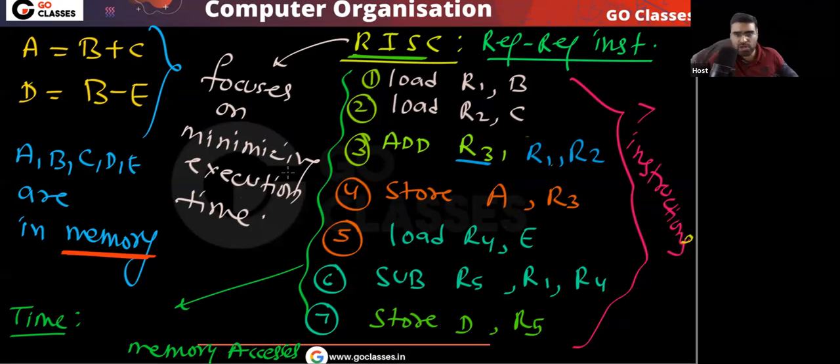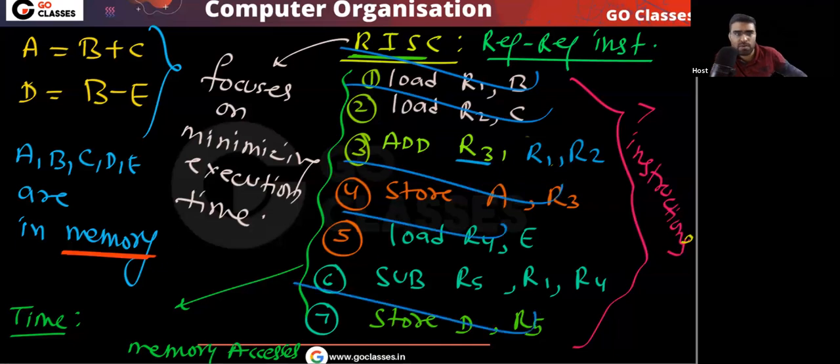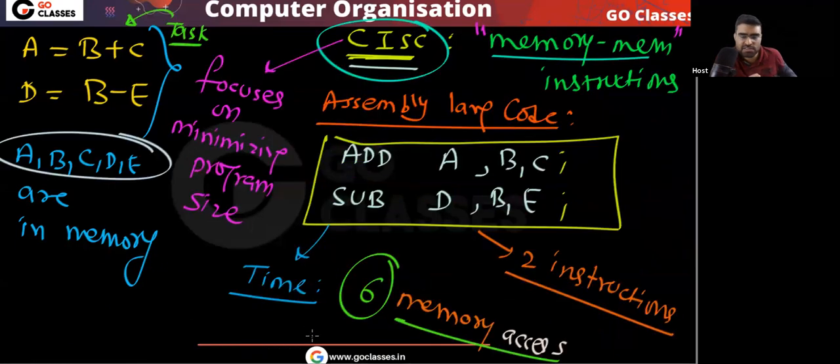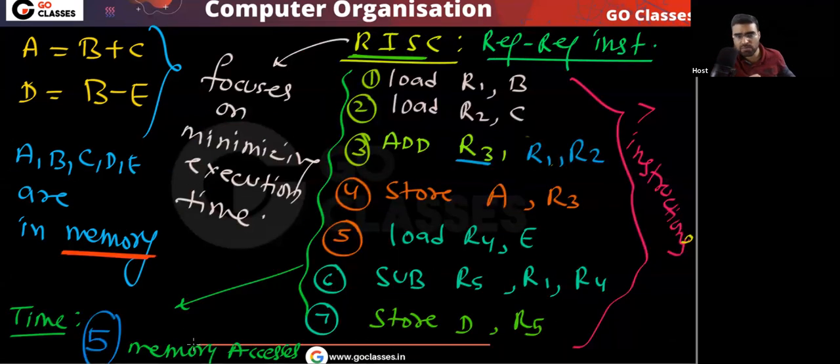So total how many memory accesses? 1, 2, 3, 4, 5 memory accesses. Yes or no? Only 5 memory accesses are there. So you can see here only 5 memory accesses. So tell me, from execution time point of view, which is better, CISC or RISC? From execution time point of view, CISC is taking 6 memory accesses, but RISC is taking only 5 memory accesses.